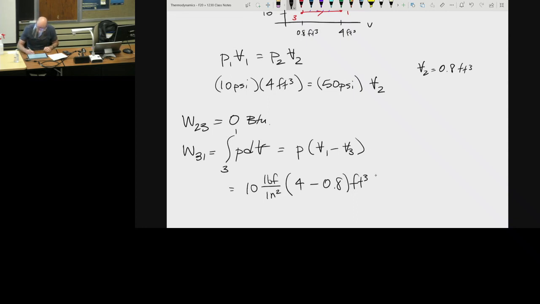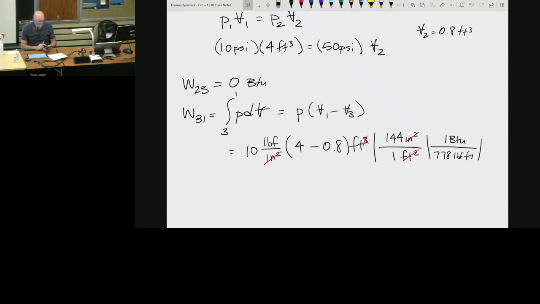We now have to make sure we have our units taken care of, so we first have to take care of our inches. We know that 144 inches squared is in 1 square foot. So inches goes away, and 2 of our feet go away, so now we have pounds force feet, and we know that 778 pounds force feet is in 1 BTU. These conversions are big, and I told the 830 class there's probably about 10 points on every exam just for making sure your units are right. So please make sure your units are right.